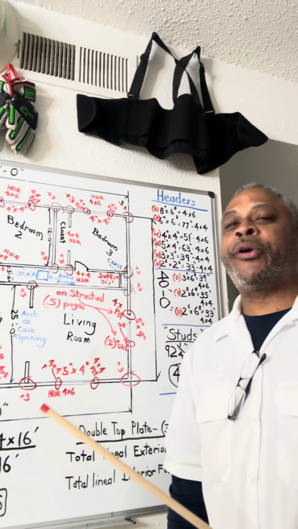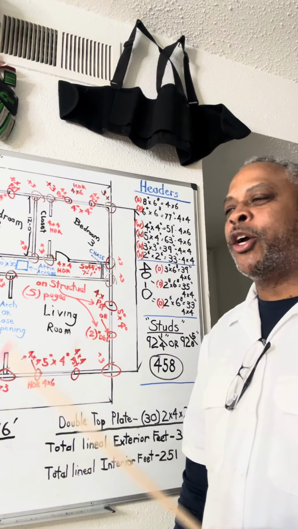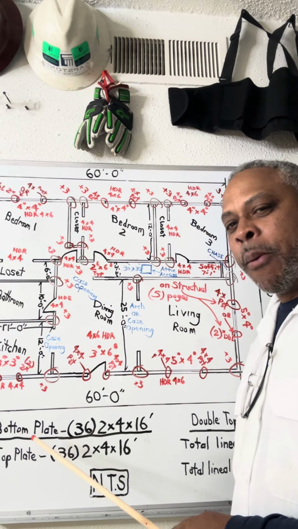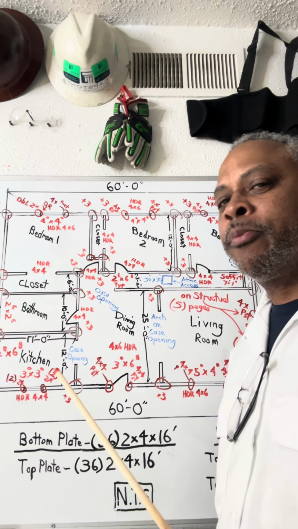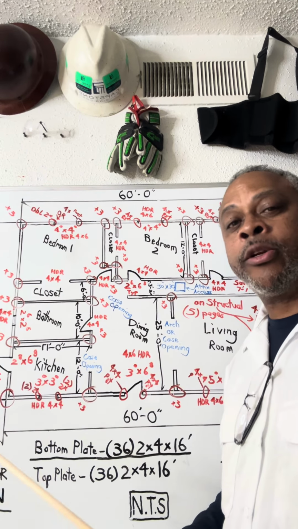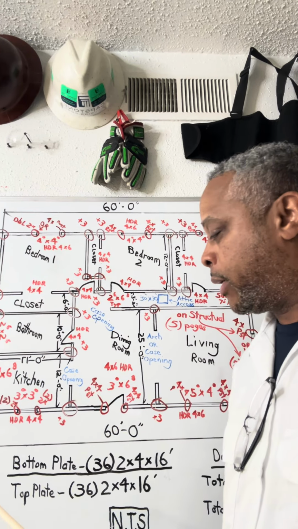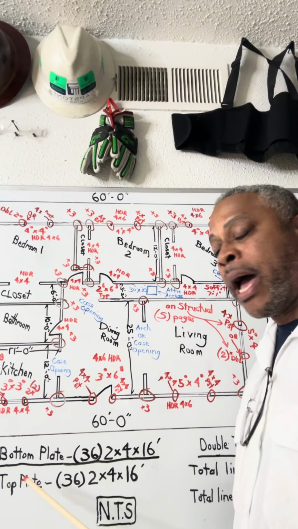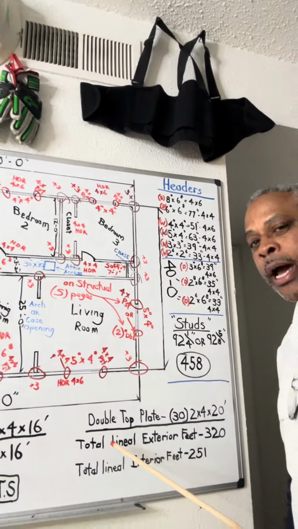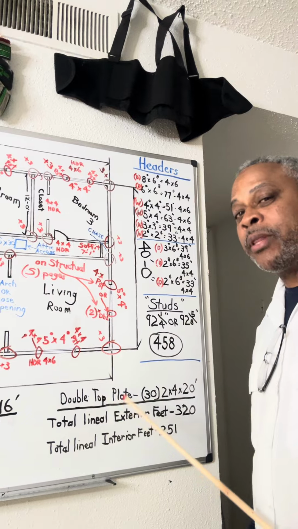When you're ordering your materials, you must maintain a good list, starting from your bottom plate. Your bottom plate is going to be your treated plate. That's the plate that's going to sit on the foundation. That's the plate that's going to sit on the concrete. That's the bottom plate, okay? You're going to have your top plate. We went over this before. Then you're going to have a double top plate, okay, that sits on top of the top plate.